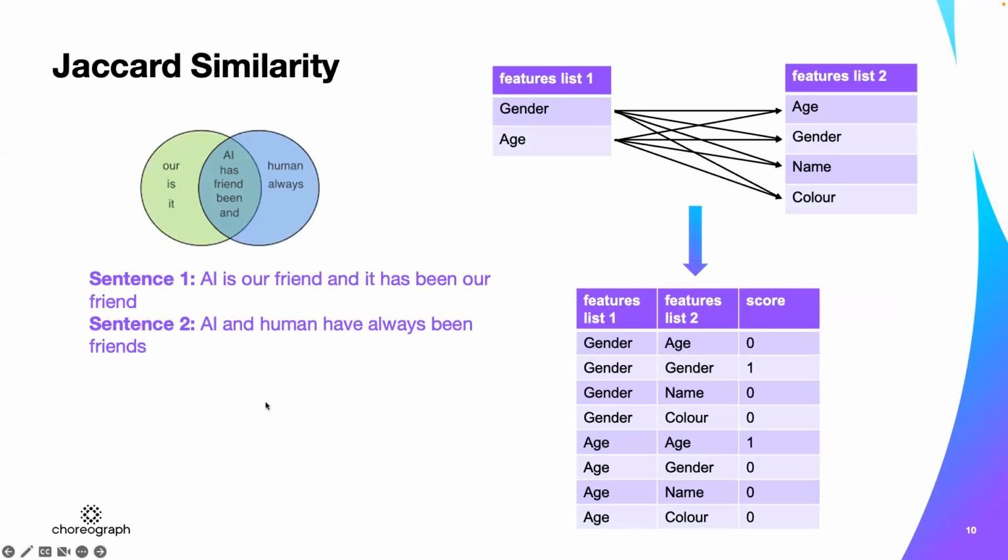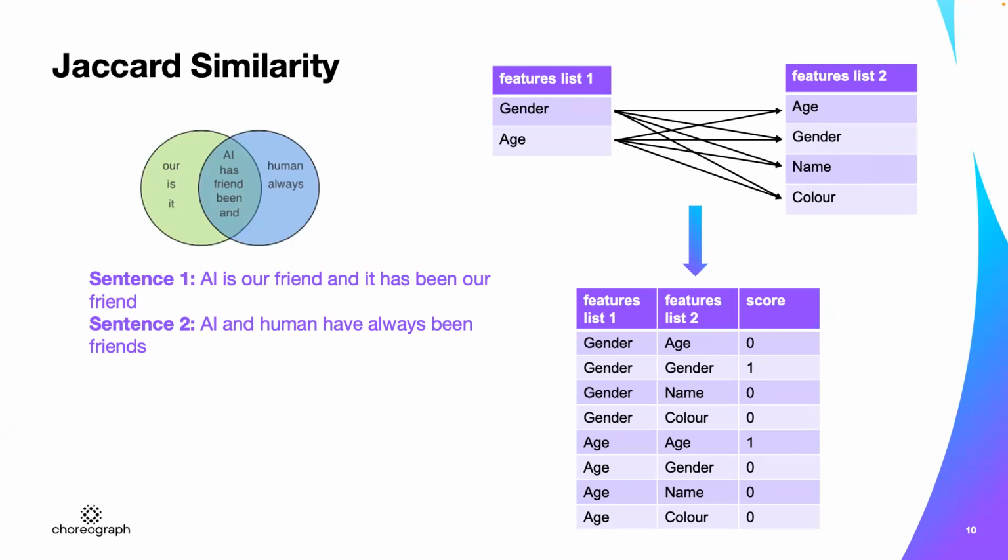Okay, so what is the Jaccard similarity to be exact? What it does is basically it takes two sentences. In our use case, these are two different feature names from two different lists, and it will find the common words between these two sentences, count the number of these common words, and divide it by the total number of words in both of the sentences.